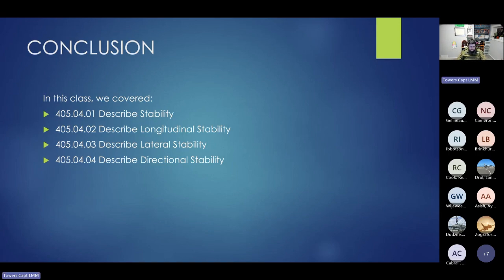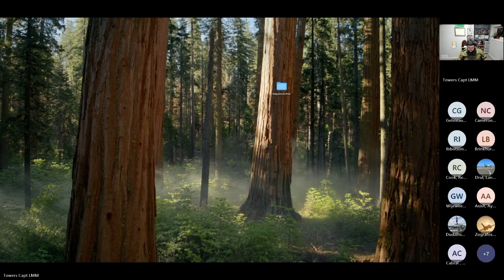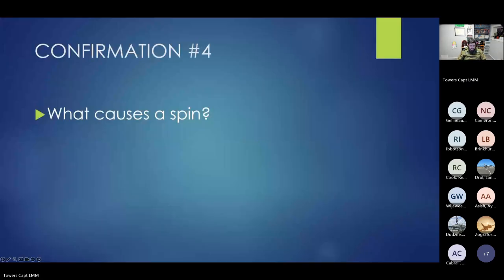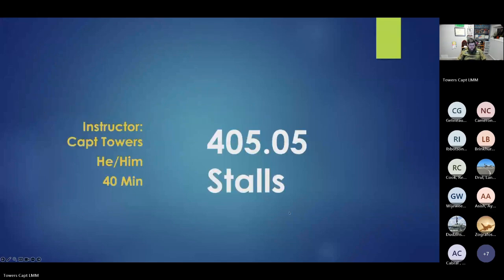Okay, so close this and open up the next one. 405.05 stalls. Okay, it says that it should take 40 minutes. We'll see if it does or not, and we'll get started. This lesson is 405.05, stalls.